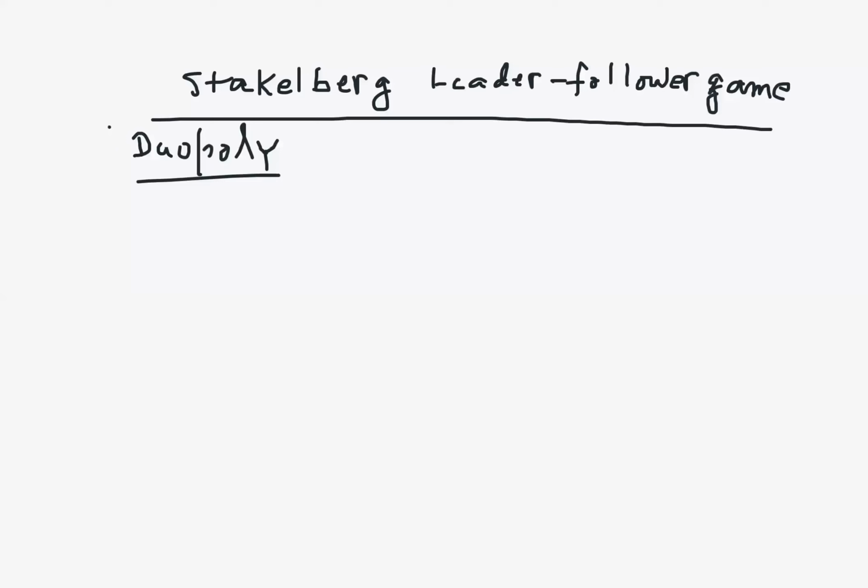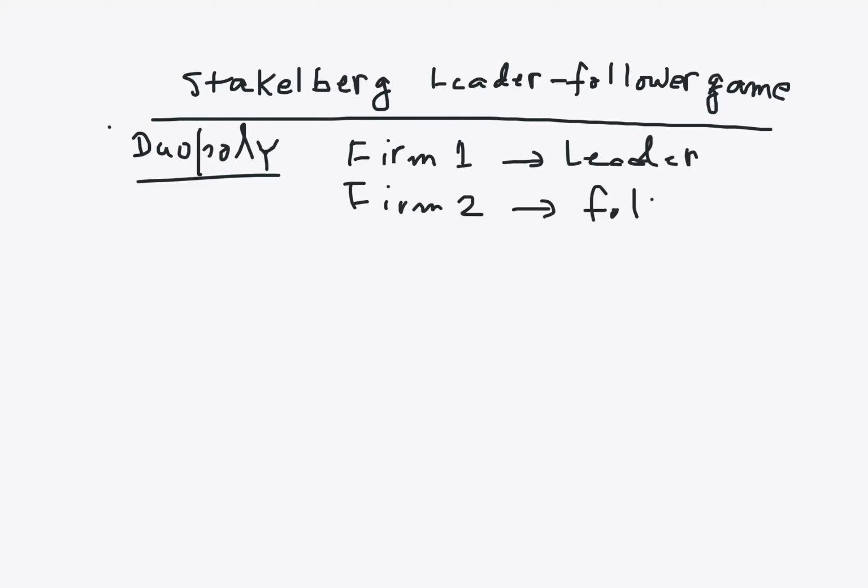Here, we're assuming that, let's say, firm one is the leader. Firm one is going to choose the quantity first, how much to produce. And firm two is going to observe that choice of firm one and then choose its own output in response to firm one's output. So in that sense, firm two is the follower here.